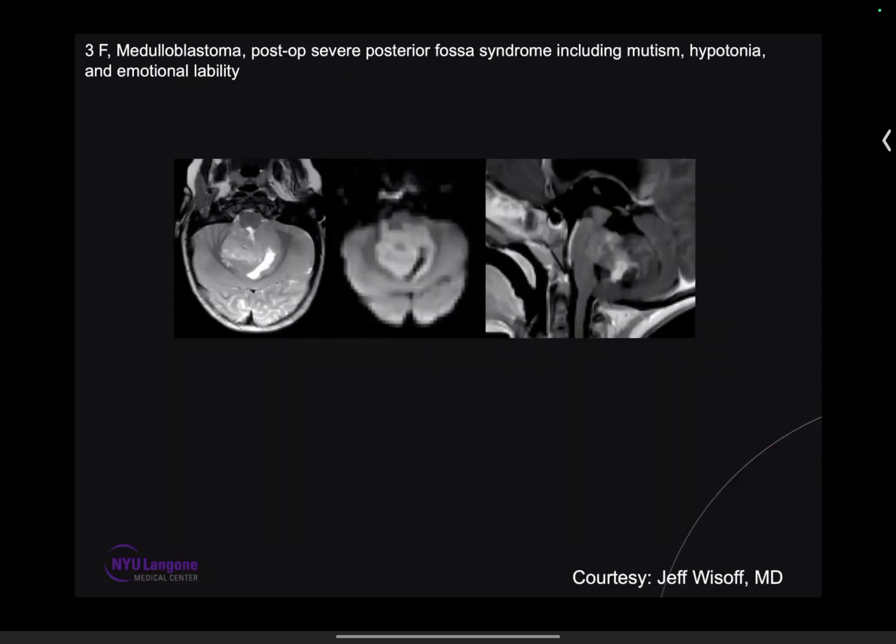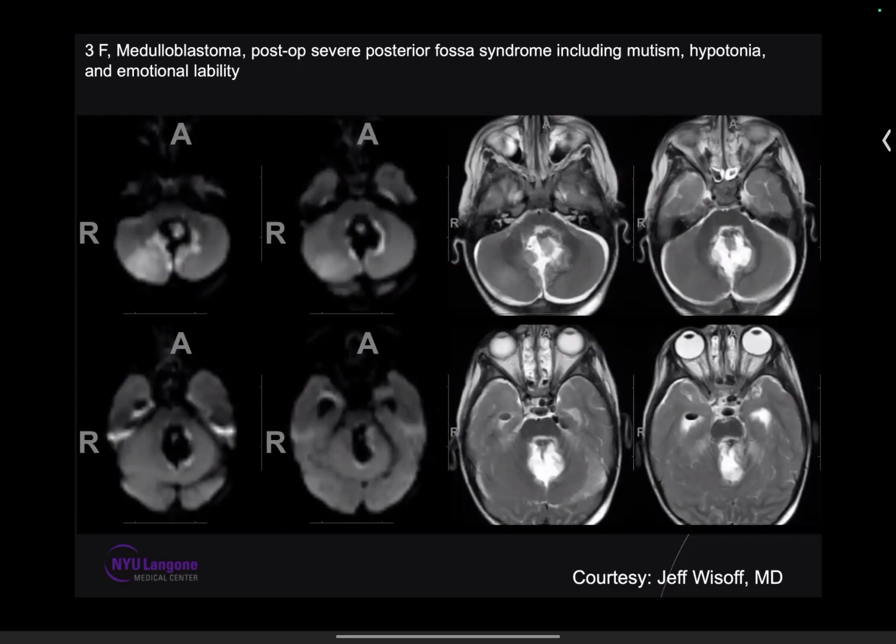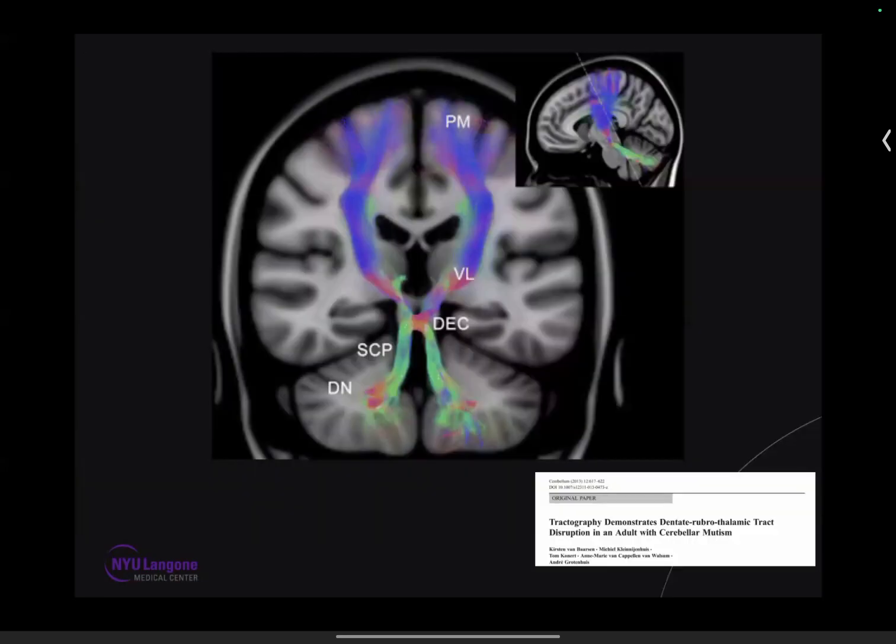Also, another case, another medulloblastoma tumor, which was taken out in a young female 3-year-old, and this is post-op. Again, you can see the complete resection of the tumor, but these patients end up doing very poorly after surgery. Sometimes they have a lot of motor, emotional, cognitive issues because of this injury to these dentate nuclei and these tracks. Remember, again, these cerebrocerebellar tracks and these connections are bringing information into the cerebellum.